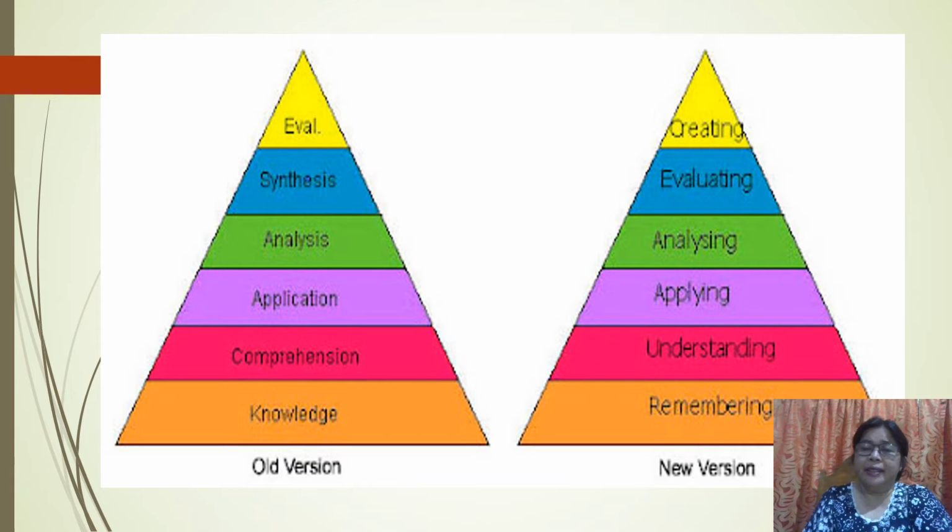On the other hand, as you can see, there is a comparison between the old version and the new version of the Bloom's taxonomy. The new version is the revised Bloom's taxonomy. At the base of the pyramid, in the old version is knowledge, and in the new version is remembering. In the old version, the highest level is evaluation, while in the new version, it's creating.